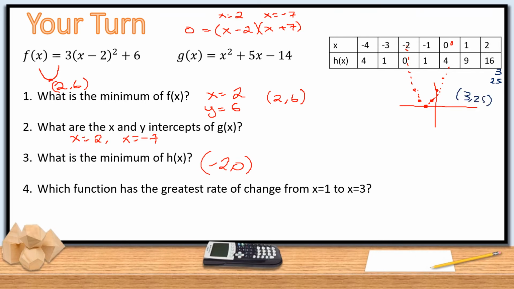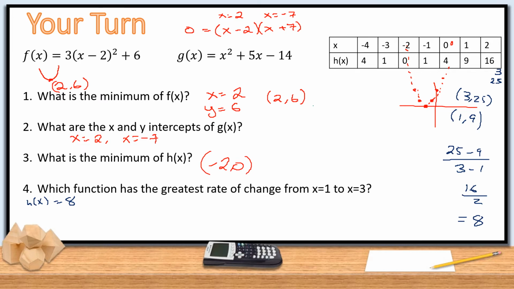And then 1, 9. So let's start here. We've got x2 minus x1, 25 minus 9, all over 3 minus 1. 25 minus 9 is 16 over 2. So we have an average rate of change of 8 for h of x. So let's put these down here and then we can order them. h of x equals 8.